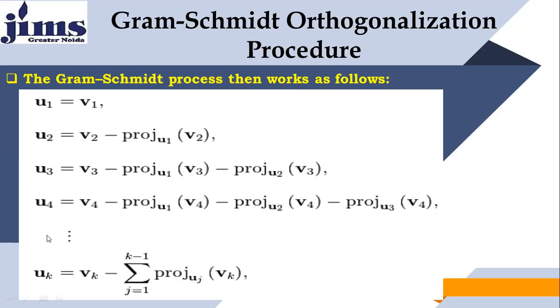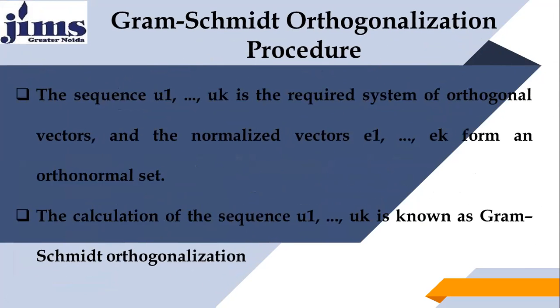So in that way, students can easily find out this U1, U2, U3, U4, UK, which are the orthogonal vectors that you get with the help of the given V1, V2, VK linearly independent vectors, right? And this is the chart. So in the Gram-Schmidt orthogonalization process, the sequence U1, U2, U3, U4, UK is the required system of orthogonal vectors, and normalized vectors E1, E2, E3, EK form an orthonormal set.